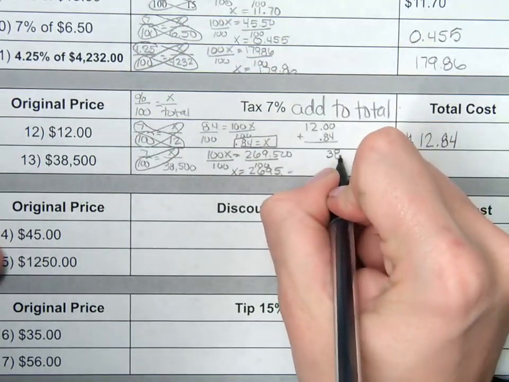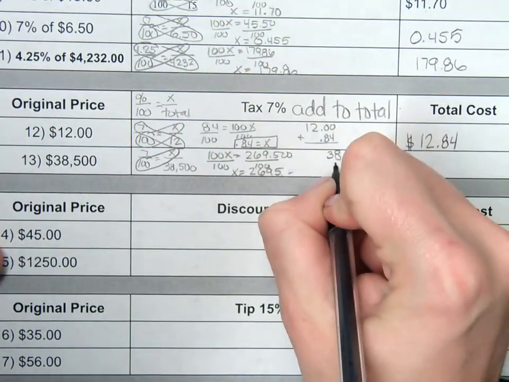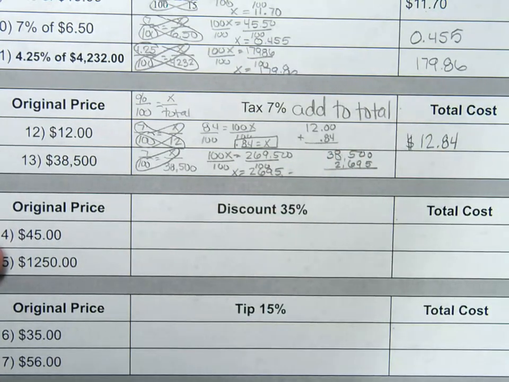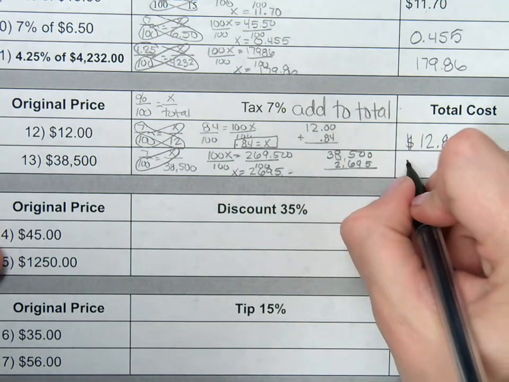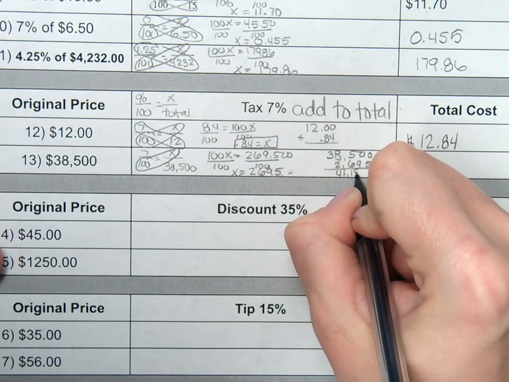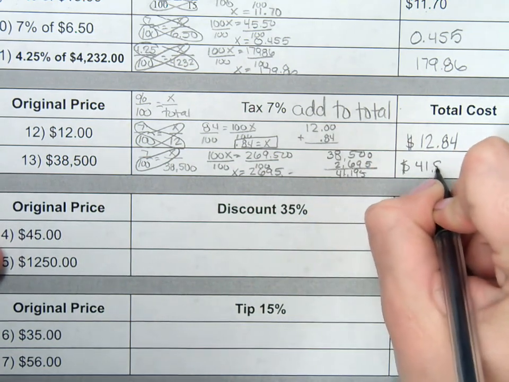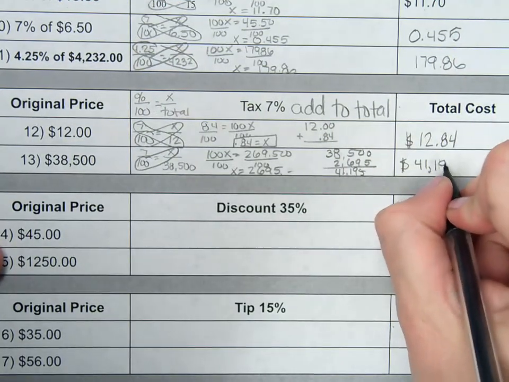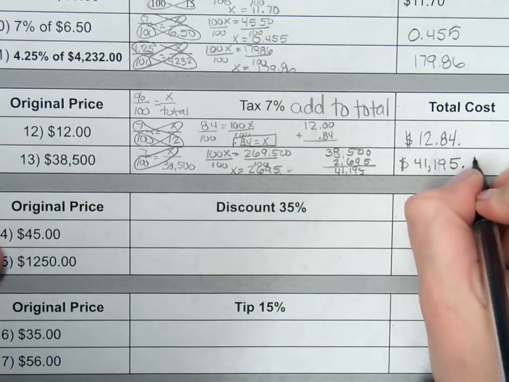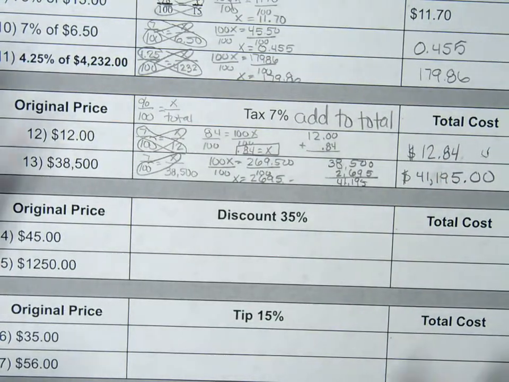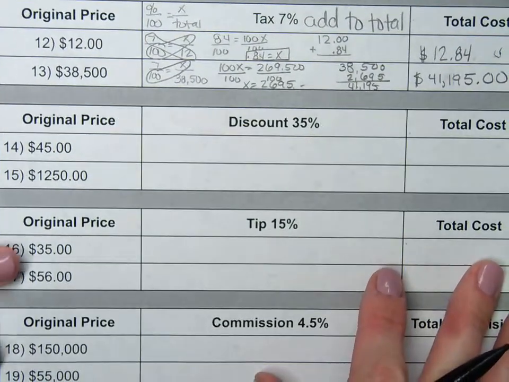So I need to add that to my total. My total was $38,500, and you need to add $2,695 to that. And that makes my total $41,195.00. Okay? The next section, we're talking about discounts.